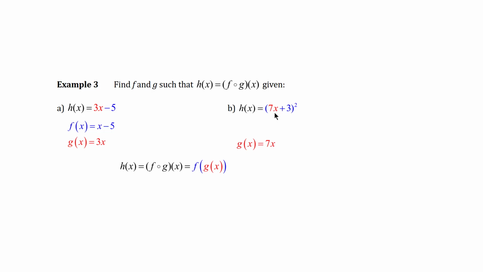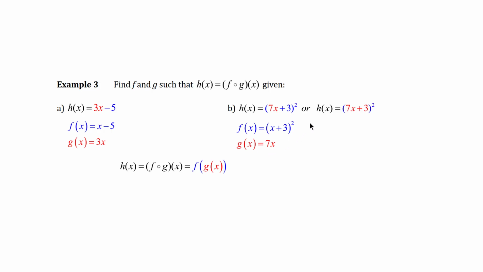This means before we substituted in the 7x, there used to be an x there. So my function for f of x in blue should be parentheses x plus 3 squared. Now if we check the composition of f and g of x, we take 7x, substitute it in for x in the function f, and we get parentheses 7x plus 3 squared, which is the equation for h of x. So everything works out. So the final answer is f of x equals parentheses x plus 3 squared, and g of x equals 7x. Next, let's go over an alternative way to do this problem.